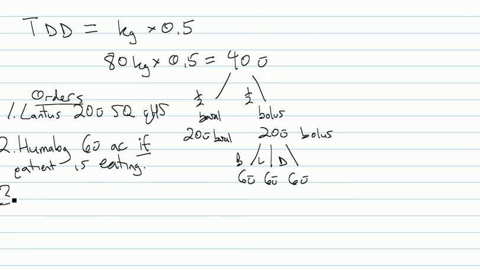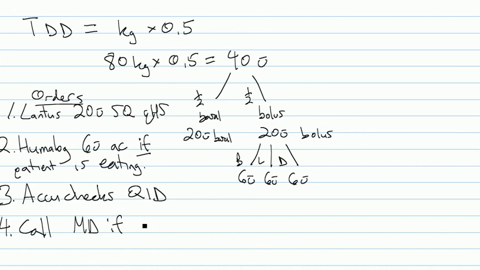And then, most importantly, you're going to want to check the sugars 4 times a day, basically before each dose. You don't want to give insulin to someone who's hypoglycemic. And of course, if someone's hyperglycemic, you might want to give a small correction dose. Then parameters. Let's say call MD if blood sugar is less than 4 or greater than 1.8. And then we'll sign. And there we go.